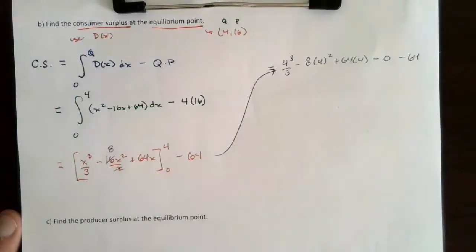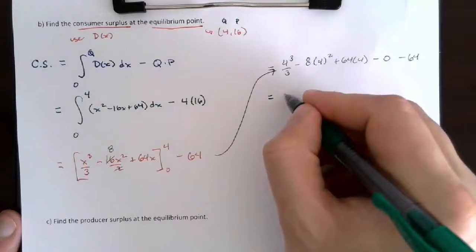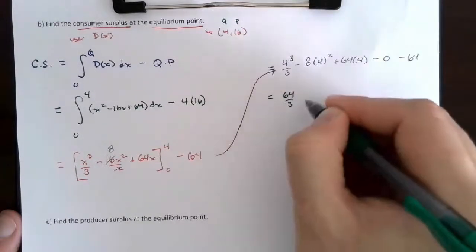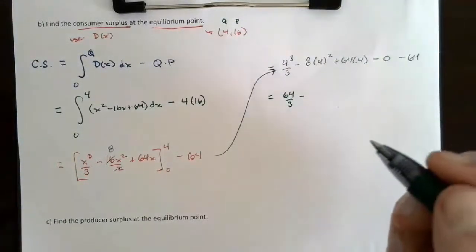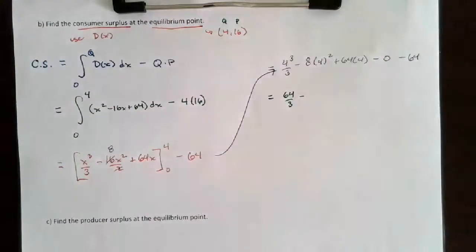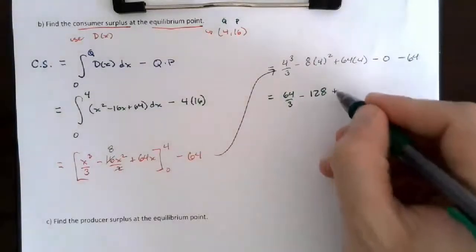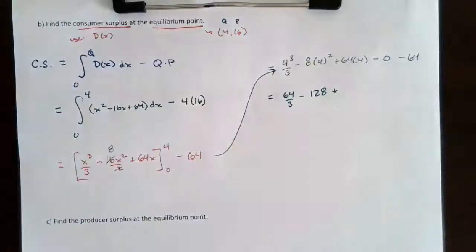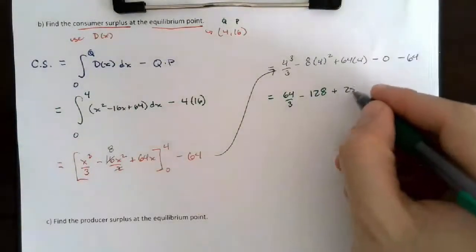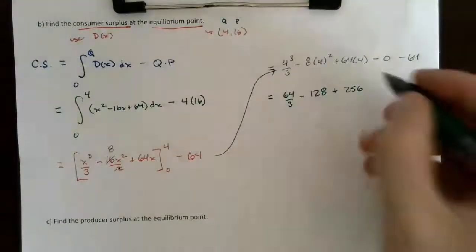And now we're going to simplify this. I end up with 4 to the third, which is 64 over 3, minus 8 times 4 squared. That's 8 times 16, which gives us 128. So minus 128, plus 64 times 4, which is 256, minus 64 here.